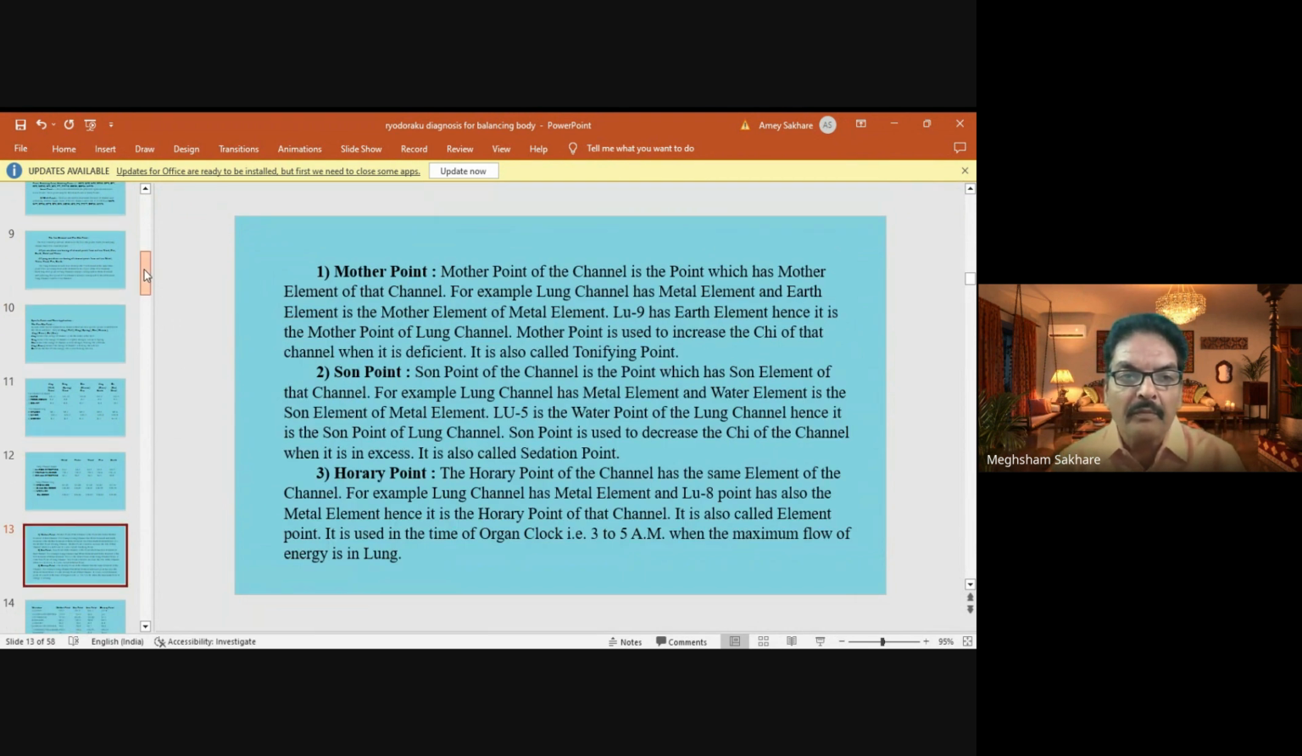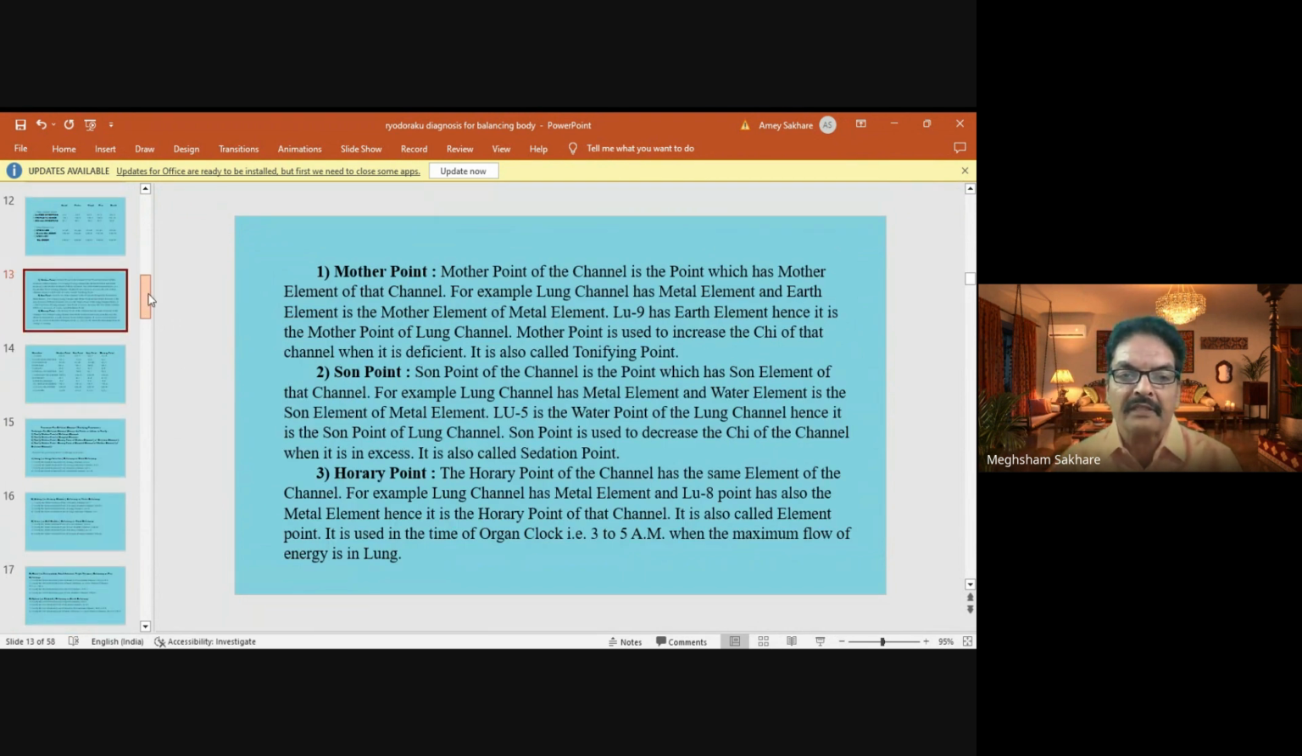Then we must know the mother-son law. Mother point and son point. Mother points are used for tonifying the channel energy, and son points are used to sedate the energy of the channel. For example, lung channel has metal element, and the earth element is the mother element of the metal element. Means metal is found in the earth.